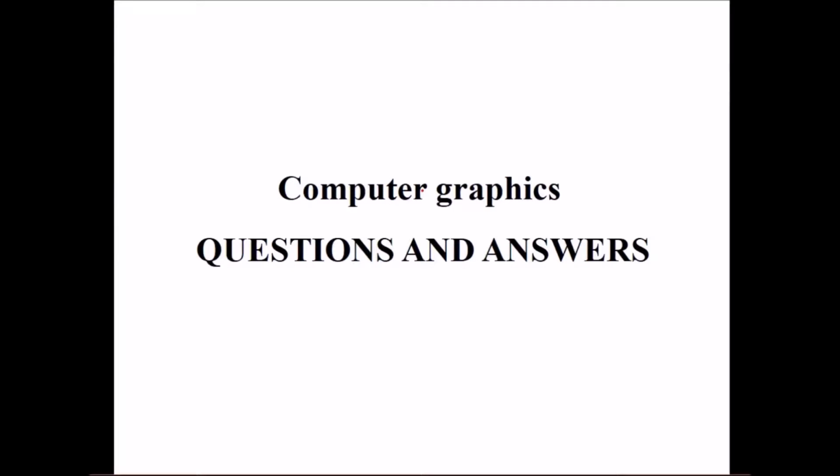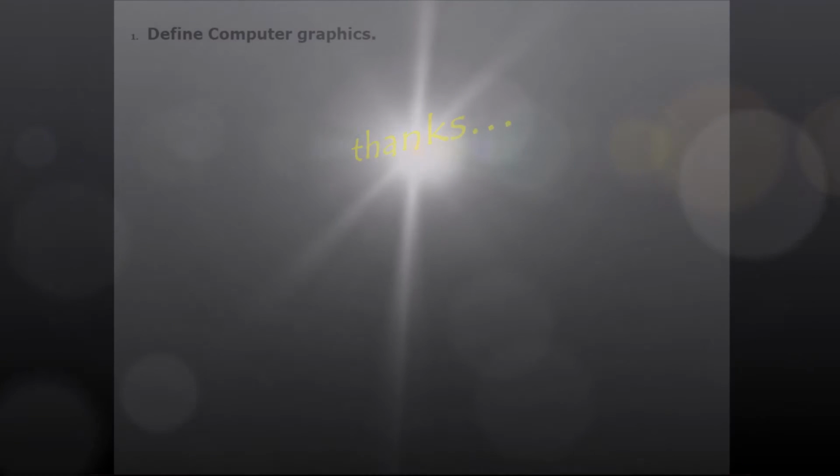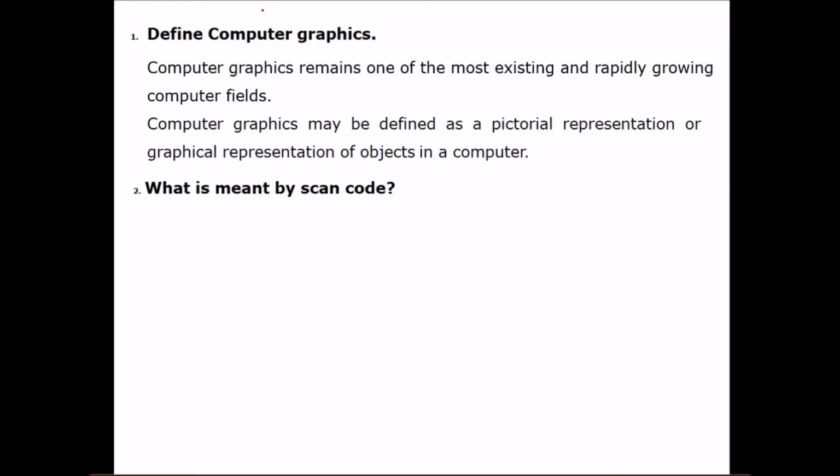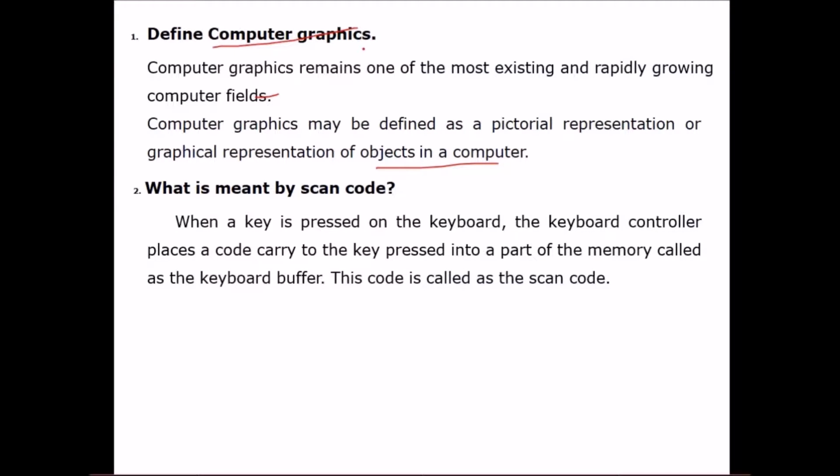Now let us see a few questions and answers in computer graphics. So first of all, what is computer graphics? Define computer graphics. Computer graphics remains one of the most exciting and rapidly growing computer fields, and it may be defined as the pictorial representation or graphical representation of objects in a computer. So the science behind it, or the technology and algorithms which are required for pictorially representing the objects on the computer, is computer graphics.